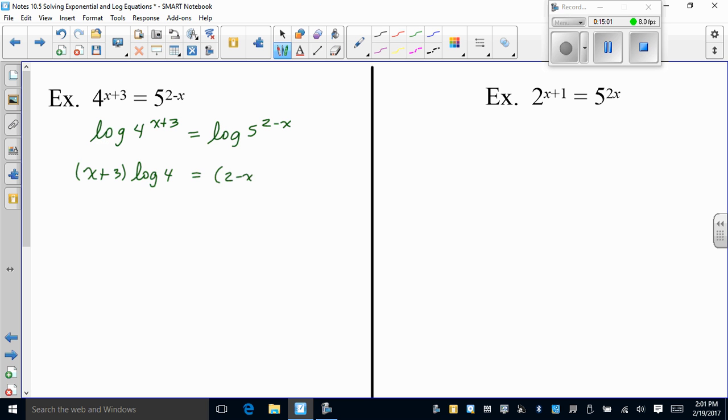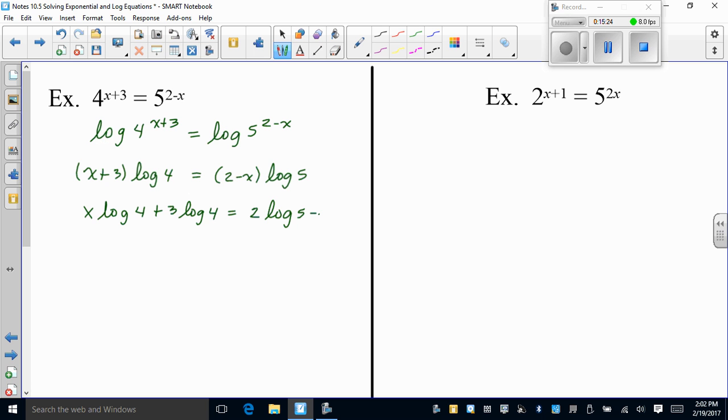I need to distribute, so I have x log of 4 plus 3 log of 4 equals 2 log of 5 minus x log of 5.